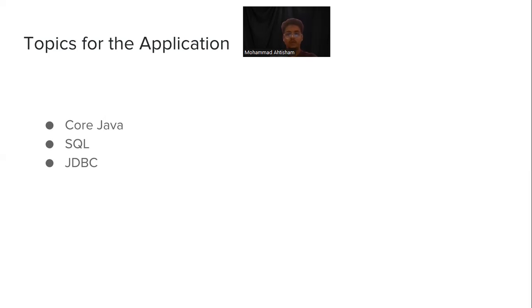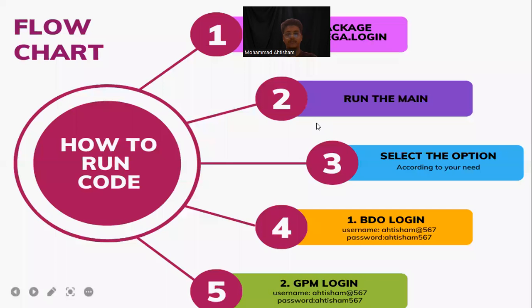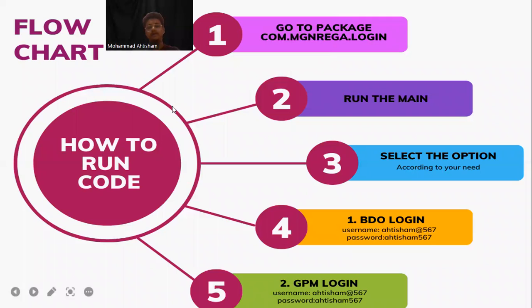So now let's go to another slide without wasting your time. This slide is all about how to run my project when you get it. This is a flow chart of how to run the code when you get my project on GitHub. There are steps you have to follow.